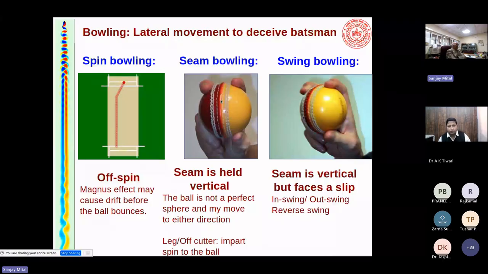Then you have something called seam bowling, like what Venkatesh Prasad did very effectively, a bowler of my generation. Here the seam is held vertical, the ball hits the pitch, and because the ball is not perfect, the impact is not exactly at the seam. So the ball could go either to the leg or to the off, and it's very difficult to detect. We are not going to talk about seam bowling as well. Today we are going to, yeah.